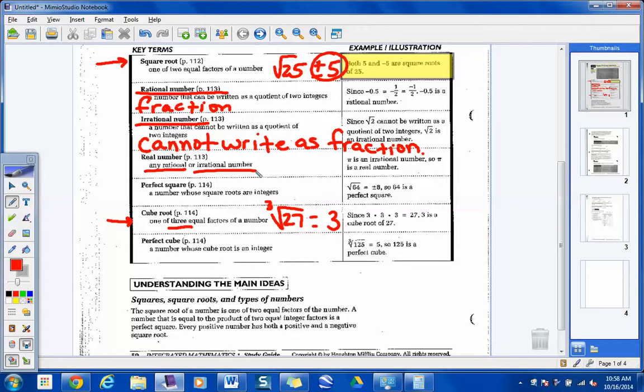Perfect cube, same thing. A number whose cube root is an integer. I'm going to list some of the perfect cubes to start. You'll want to do the same, all right? 1, 8, 27, 64, 125, 216, 7 is 343, and 8 would be a 4, would be 512.